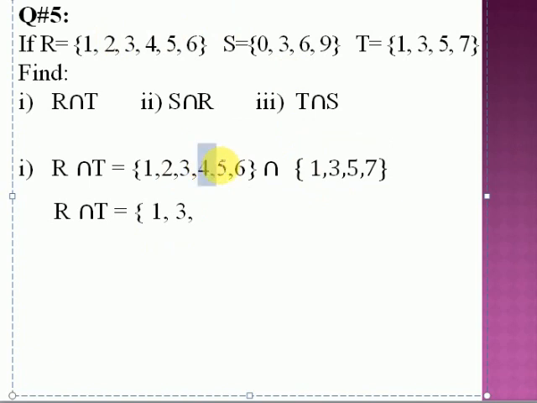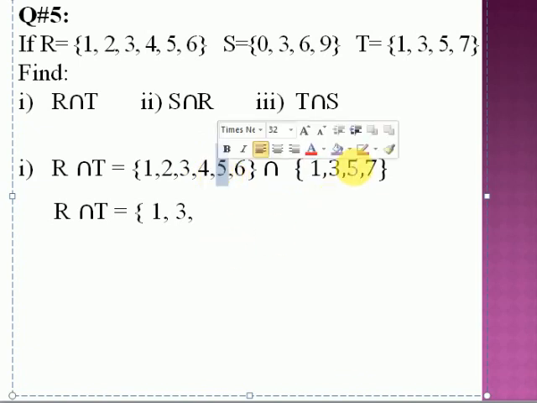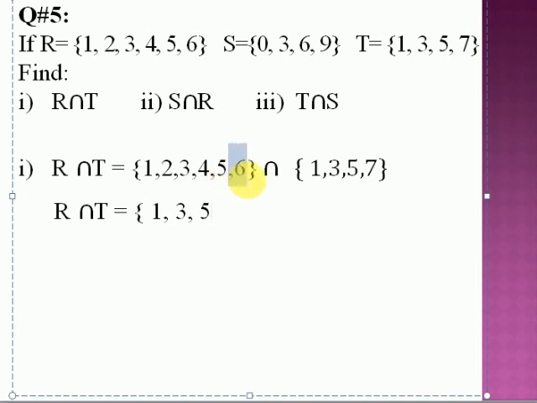Now move forward towards 4 in set R. Is 4 present in the other set? No, 4 is not here. So 4 is not a common element. Move forward towards 5. Is 5 present in set T? Yes, 5 is here. So 5 is a common element. We will write here the common element. Now move towards 6. Is 6 present in the other set? No, 6 is not a common element. So we will get 3 elements, 1, 3, 5, which are common and present in sets R and T. So class, here is the answer of our first part. Now we will solve part 2 of question number 5.